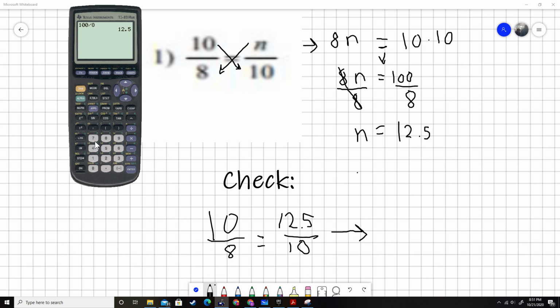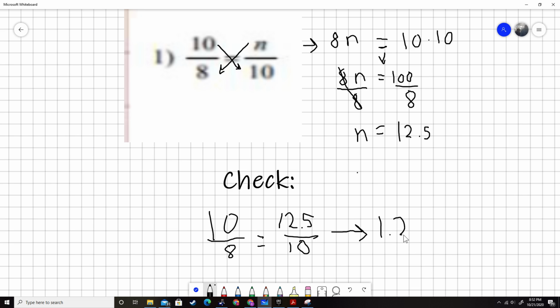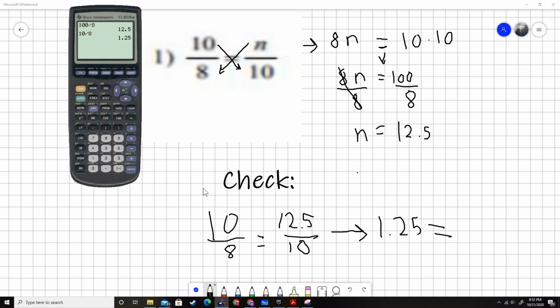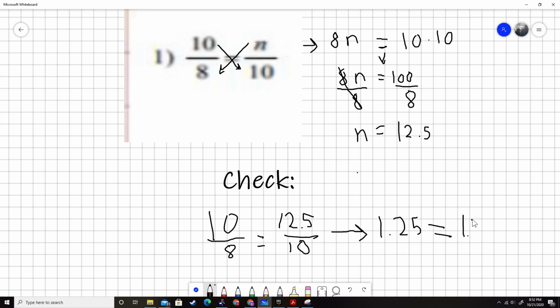If I do 10 divided by 8, that gives me 1.25. Now we're going to try that with the other one. If I do 12.5 divided by 10, I end up also getting 1.25. So I'm getting the same value, which means my solution here works and they are equal at the end of it. So that is our first one done.